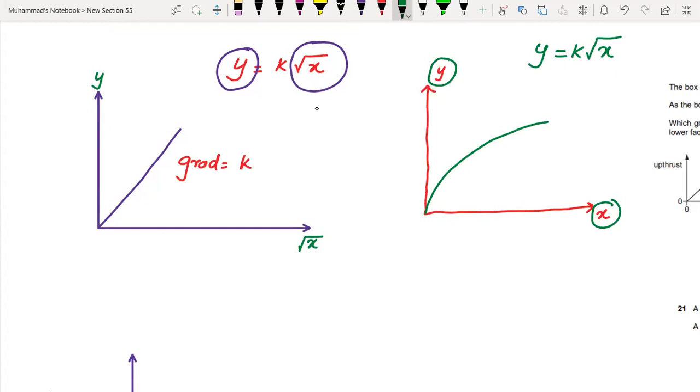So if y is proportional to x square, then the graph of y versus x will be a parabolic shape. And if y is equal to some constant k times square root of x, then the graph will be in this form. And you may face this situation in exams, where there are multiple situations with this type of graph.